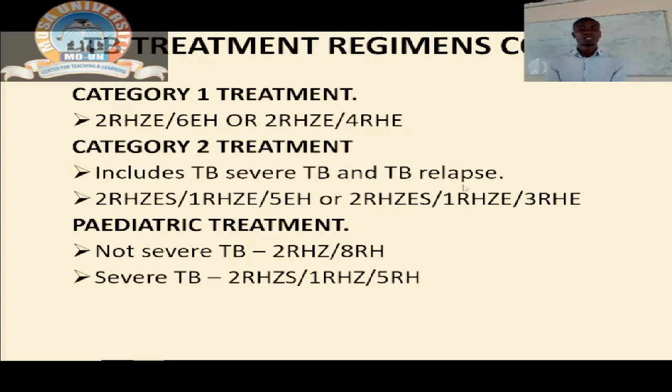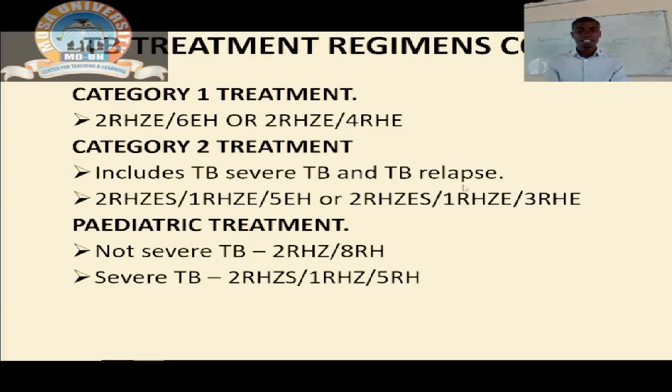Pediatric treatment. For non-severe TB, you give for 2 months rifampicin, isoniazid, and also pyrazinamide. The last 8 months, you give rifampicin and isoniazid. So in pediatric tuberculosis, we give the medication for 10 months.